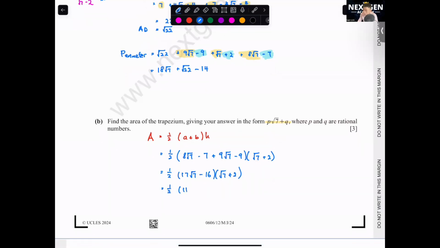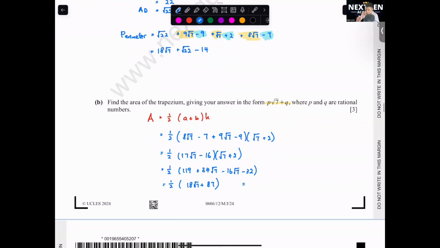1 over 2, 119 plus 34 root 7 minus 16 root 7 minus 32. 1 over 2, 119 plus... actually, we can just add it up already. 119 minus 32, we'll get 87. And here we will get 18 root 7. Okay, write it in the form that they want. Try even the order of it. Try your best to follow. So they say 9 root 7 plus 87 over 2.